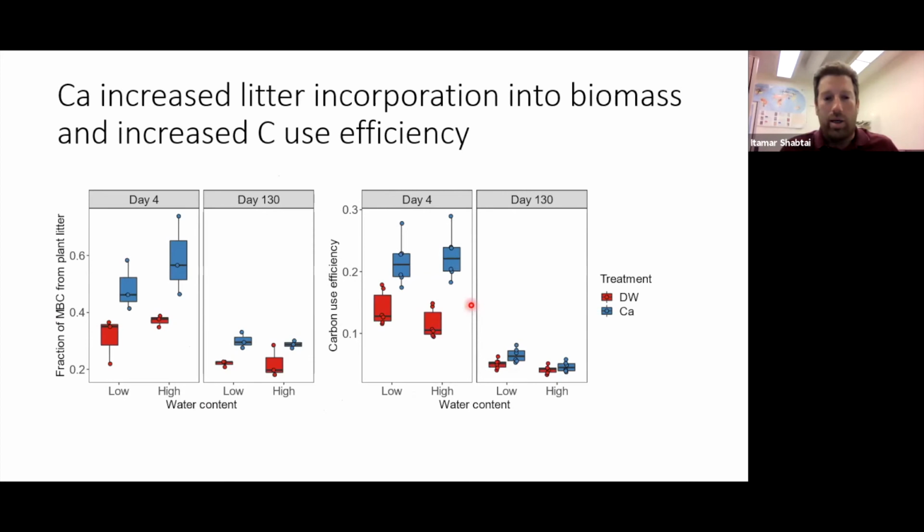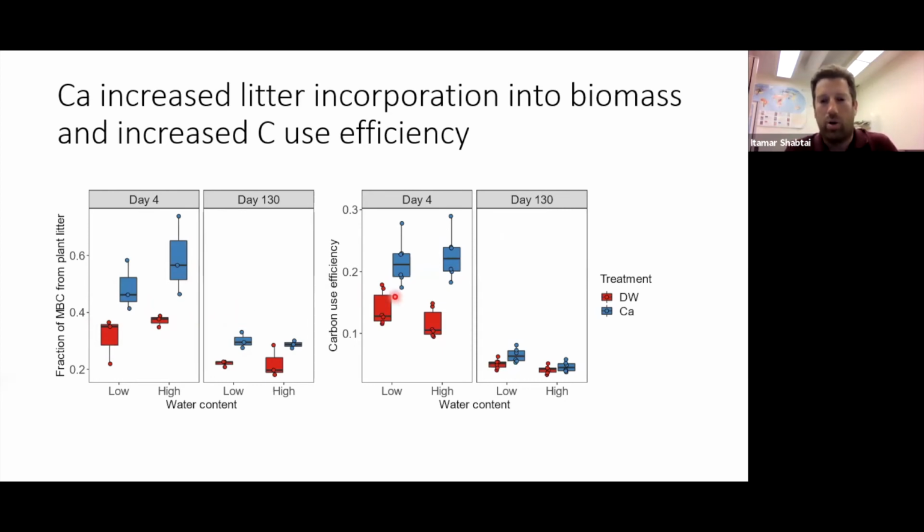Looking now at the cycling of litter into the microbial biomass, we find some interesting things. Under calcium treatment at the beginning of the incubation, we find that the fraction of microbial biomass carbon from litter increased relative to control soils. And this was highly evident at the beginning of the incubation and slightly less so towards the end of the incubation, but still significant. So we added calcium, and more litter was being incorporated into microbial biomass carbon, cycling into microbial biomass carbon.